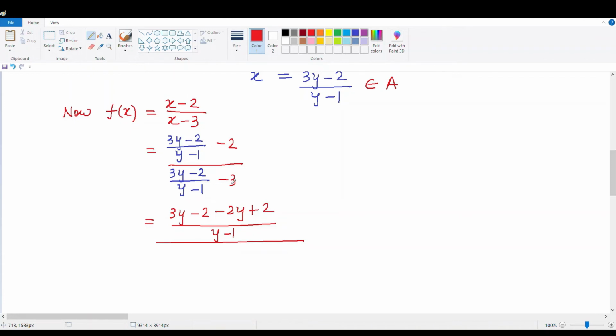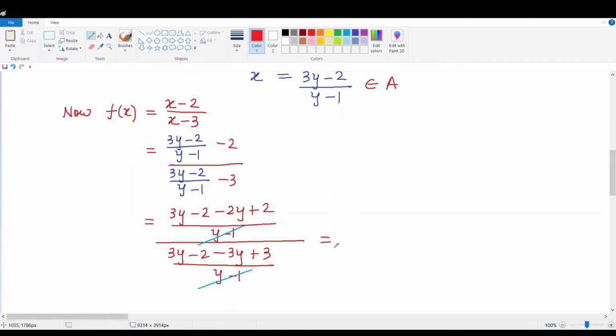Now we are going to multiply this. So 3y minus 2 as it is, and negative 3 times y, so negative 3y, negative 3 times negative 1, so positive 3, and all over y minus 1. Now both have the same denominator, so this can cancel out because this is going to go in the denominator and this is going to go in the numerator. So anyhow it's going to cancel out in the next step. Why not now?